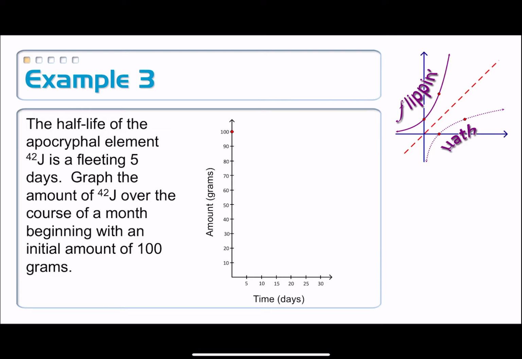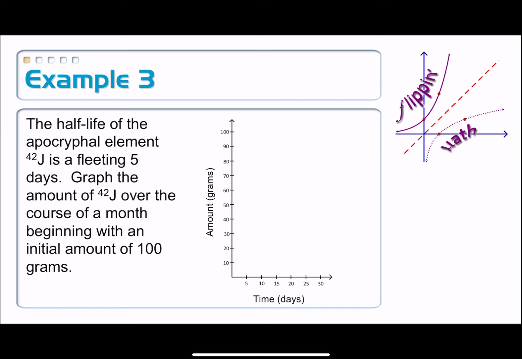Okay, let's continue our discussion of how differential equations give rise to population growth models. In particular, this example is about half-life. Half-life, as we will discuss, is the concept of how long it takes for a material to decay to half of the amount that you originally started with. So in example 3, the half-life of the apocryphal element 42J is a fleeting 5 days. Graph the amount of 42J over the course of a month, beginning with an initial amount of 100 grams.